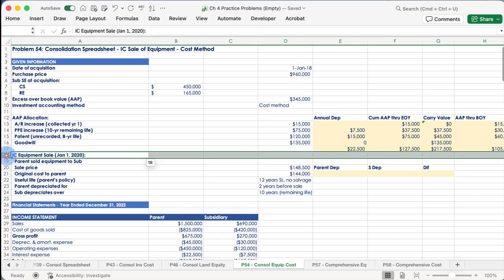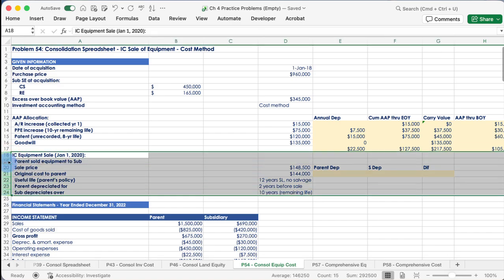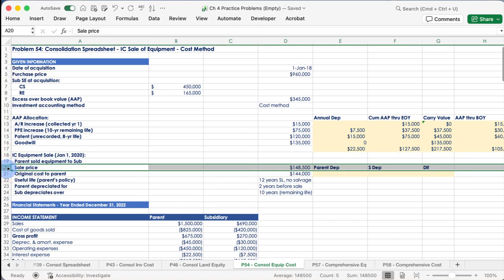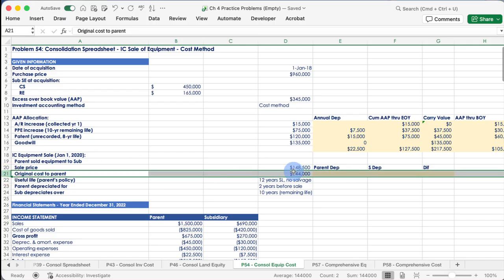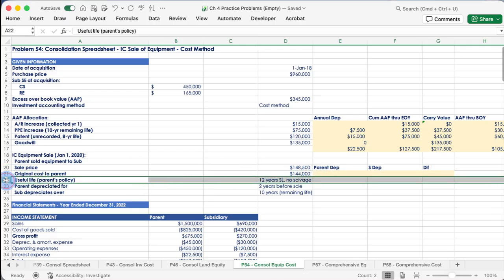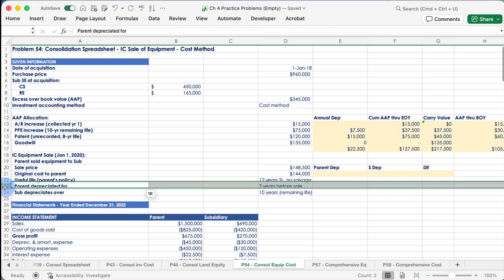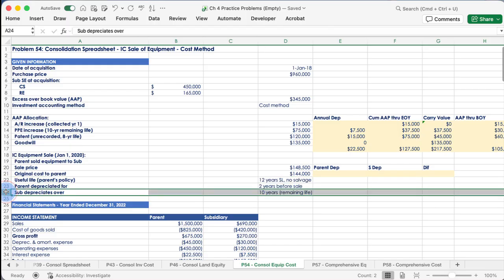If we jump down into the intercompany sale portion of this, we have some additional information. So the parent sold equipment to the subsidiary for $148,500, but the original cost to the parent was $144,000, and the parent was depreciating it over 12 years. They've already depreciated 2 years. The subsidiary is going to depreciate it over the remaining 10. So that's going to create a difference in depreciation that we're going to have to account for in our consolidation process because we need it to look like this transaction never happened. That's what we need to communicate after consolidation takes place.